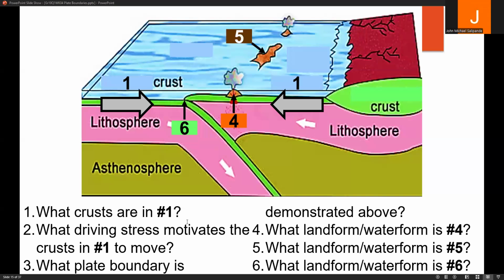So, what crusts are in number one? Both crusts are actually supporting an ocean here. So, obviously, these crusts are oceanic. Next, what driving stress motivates the crust in number one to move? You see one arrow pointing to the right and another one pointing to the left. If they're colliding, then they are motivated by a driving stress called compression.